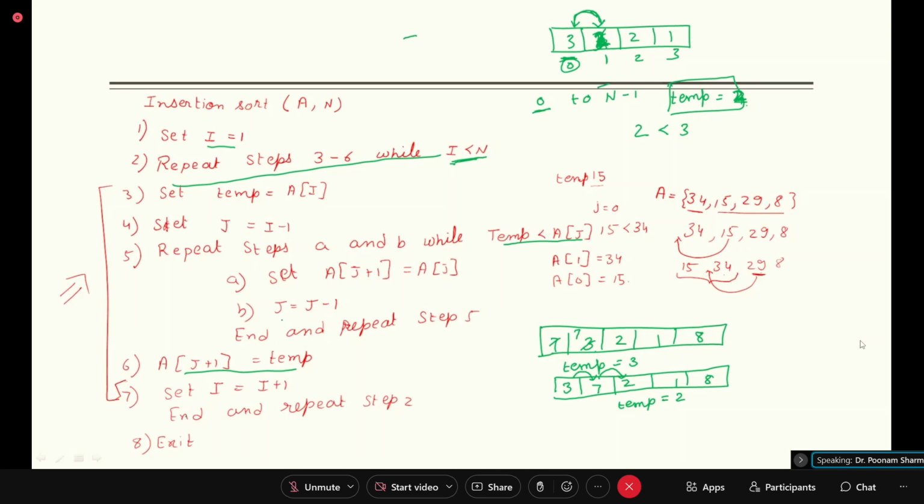So for that we are using j minus 1, so that all the values may be shifted as per the requirement. In this way, in this case, one value was required to be shifted. In this case, two values will be required to be shifted. In the third case, when you take temp as 1, three values will be required to be shifted. So for that we are taking j is equal to j minus 1, right? And finally, after shifting the values, you are sending that value of temp to the space which is created, and then we are incrementing the value of i, and then it ends the steps.